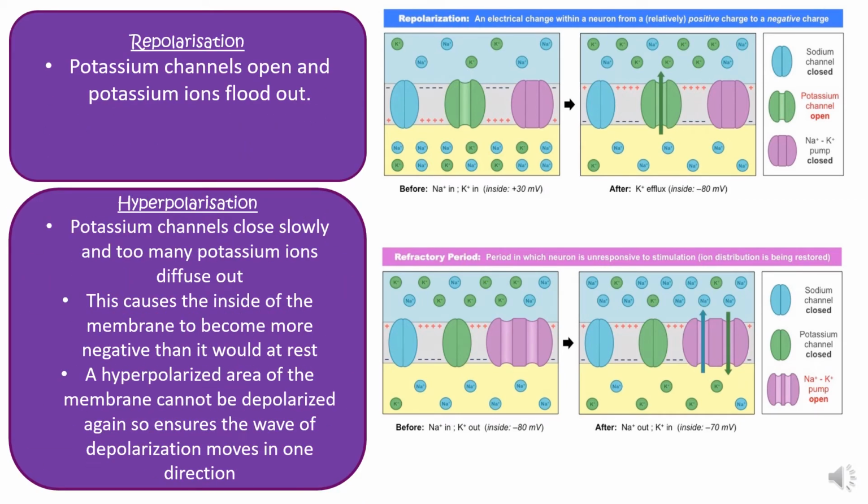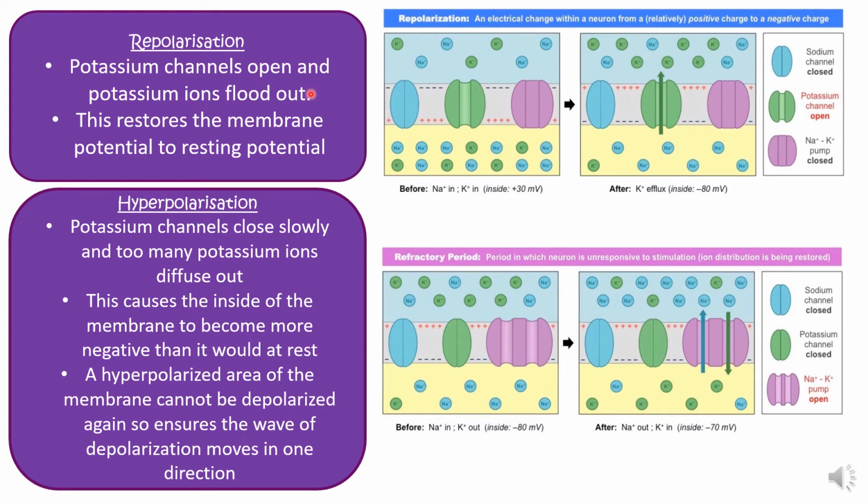Repolarisation. Once we've depolarized the membrane, we then need to repolarize it. During repolarization, potassium channels open, get your mark, and potassium ions flood out of the axon. This then helps to restore the membrane potential to resting potential. Again, you'll see it on the much anticipated action potential spike or graph that you're going to see very soon.